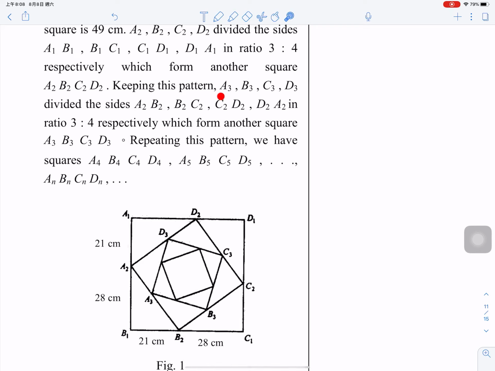Keeping this pattern, A3, B3, C3, D3 divide the sides, these four sides, again in the ratio 3 to 4, 3 to 4, which form another square. Repeating this pattern, we have the square A4, B4, C4, D4, A5, B5, C5, D5, and it keeps on, AN, BN, CN, DN, and goes on. Okay?